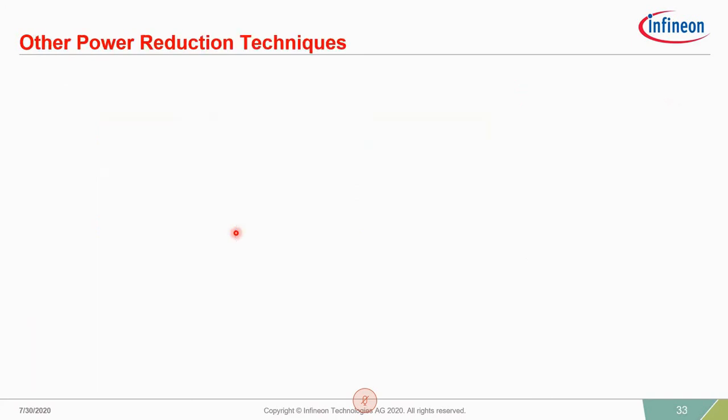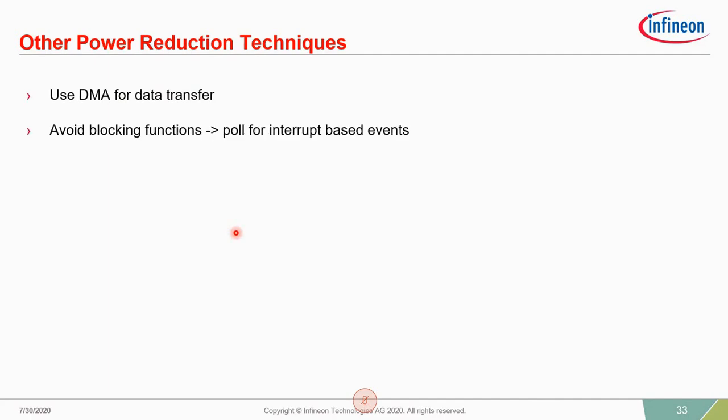Now let's have a look at other power reduction techniques that we can use. First is to use DMA for data transfer. Here the CPU can perform other tasks or go into low power modes when the DMA is doing the data transfer. Now, next is to avoid blocking functions as much as possible and poll for interrupt based events. The basic idea here is that the CPU can go to sleep between these interrupts.